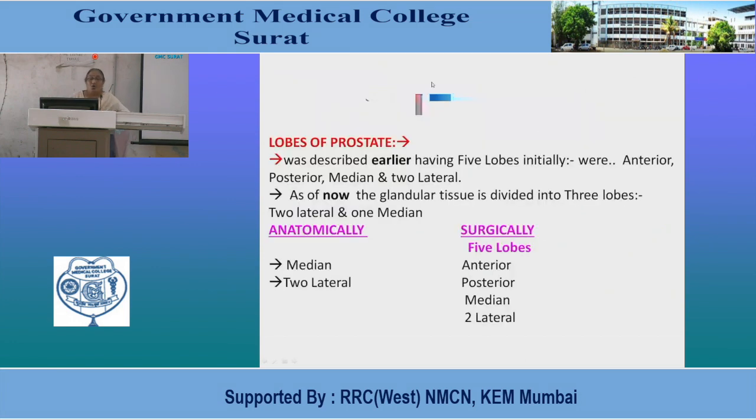Now lobes of the prostate. The lobes of the prostate: anatomically median and 2 lateral, surgically 5 lobes: anterior, posterior, median and 2 lateral. The lobes of the prostate were described earlier as having 5 lobes initially: the anterior, posterior, median and 2 lateral. As of now the glandular tissue is divided into 3 lobes, 2 lateral and 1 median, and these are anatomical. The earlier division with the 5 lobes is of surgical importance.